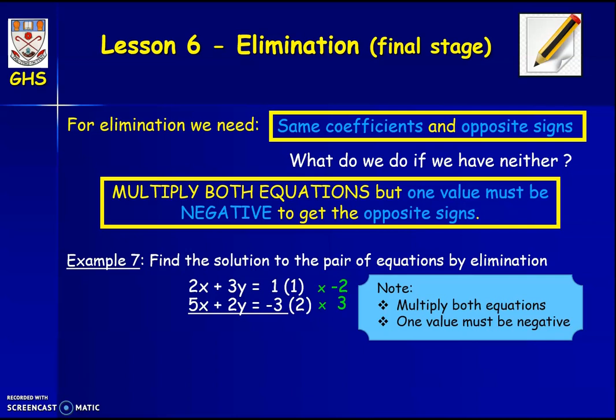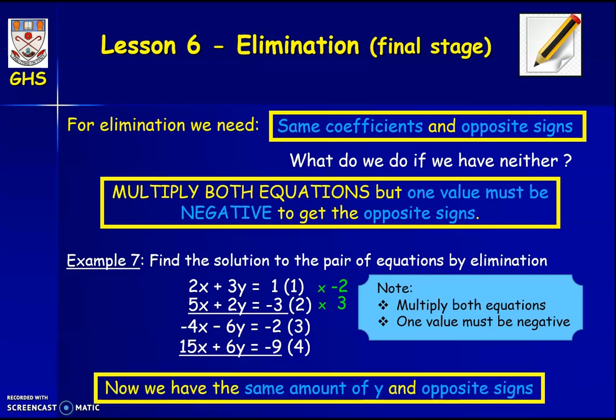So let's carry on. Equation 1 will become negative 4x subtract 6y equals negative 2. Remember your rules for multiplying by negatives. Equation 2 will become 5 threes is 15x plus 2 threes is 6y equals 3 times minus 3, which is negative 9. When we've got to this stage, we can see that we have the same amount of y in each equation and opposite signs, so now we can proceed with our elimination.